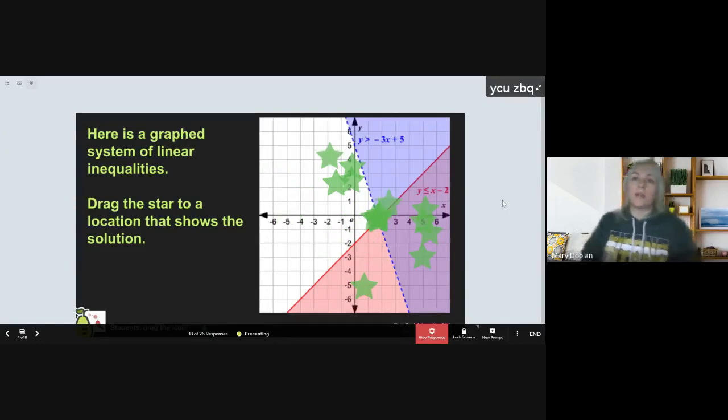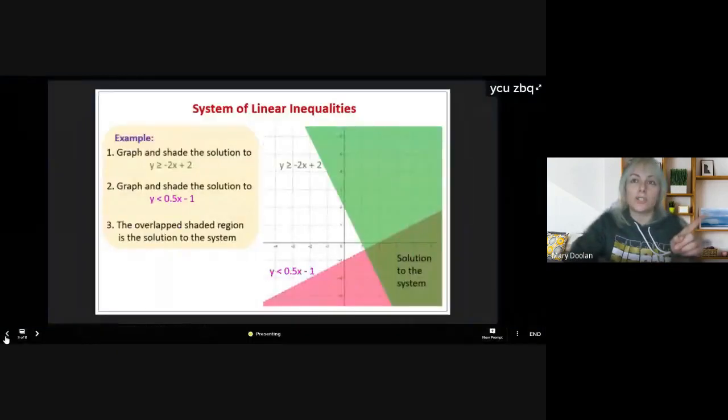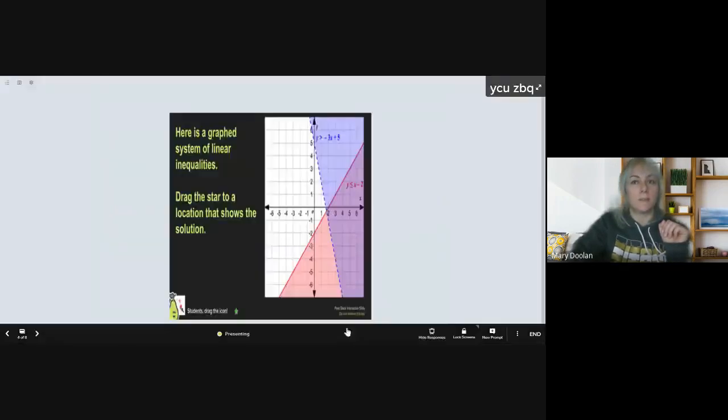There's stars everywhere. And so real quick, I'm going to go back and show you the only place that is the solution is the area where the two shadings overlap. Okay, the green overlaps the pink. Both of them are showing up. So this area is the only place there are solutions. There are no solutions in just green, just white, just pink.